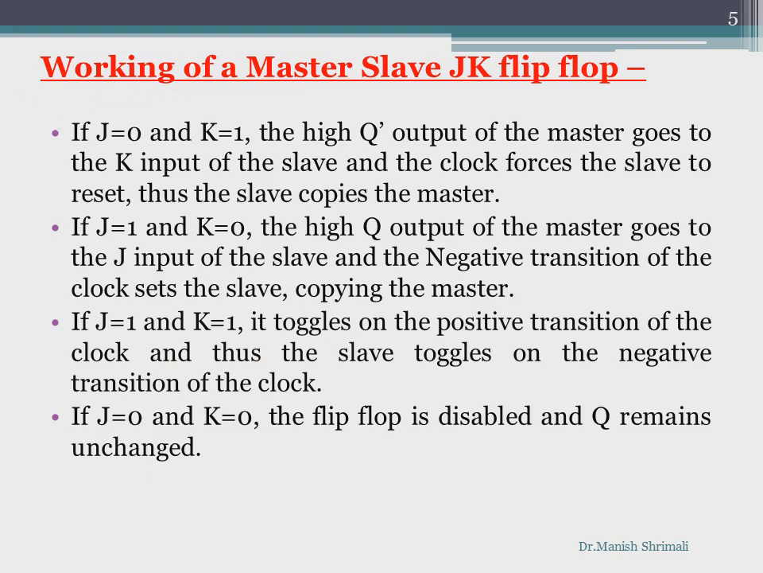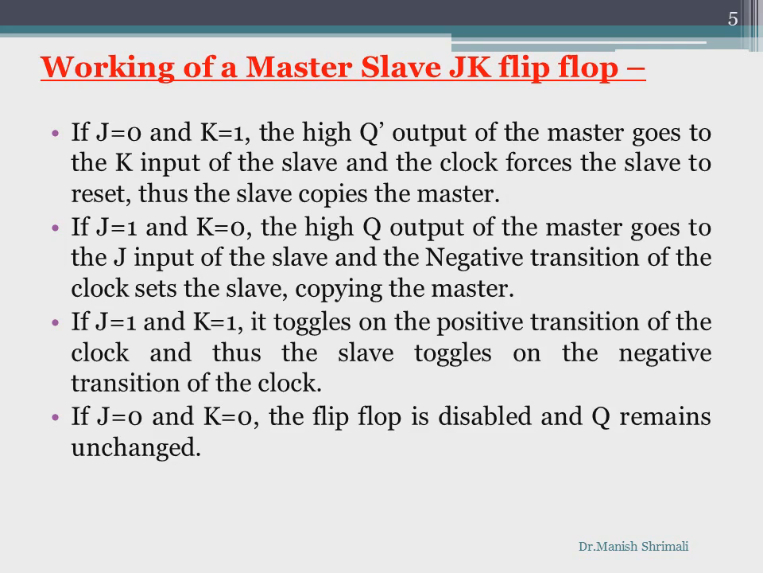So now let us see the working of this master slave flip flop. If we have J equal to 0 and K equal to 1, from the circuit diagram it is quite obvious that the high Q bar output of the master section is going to the K input of the slave section, and here the clock forces the slave to reset. Thus the slave copies the master.